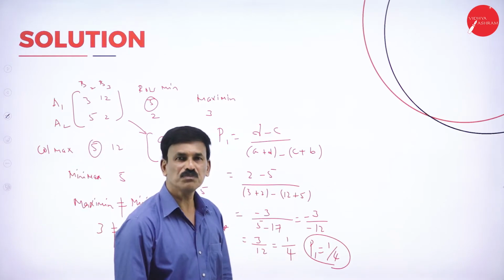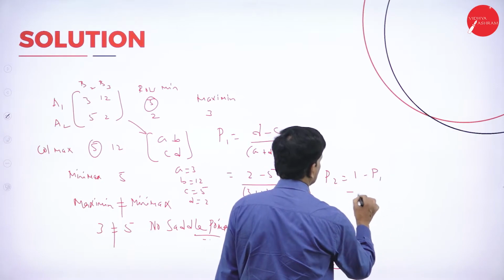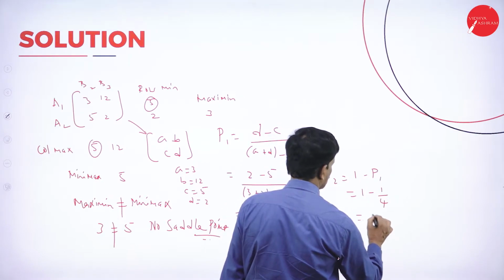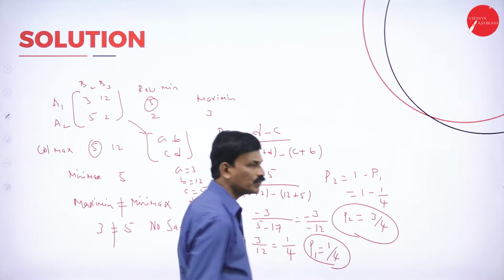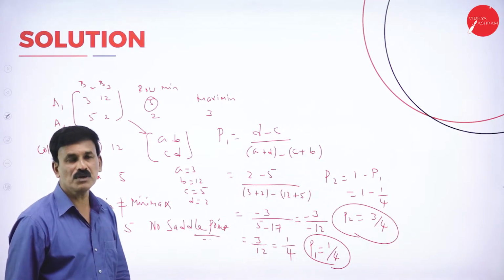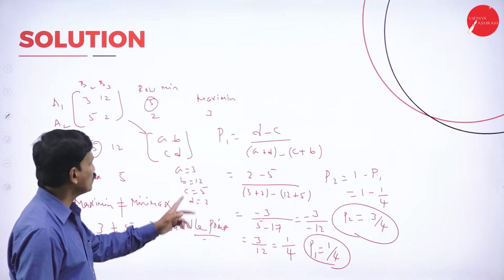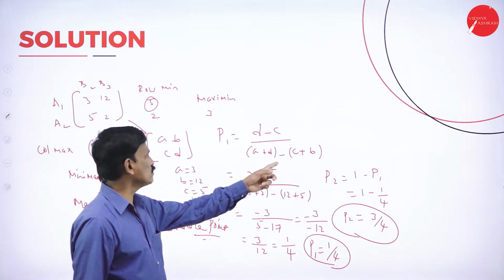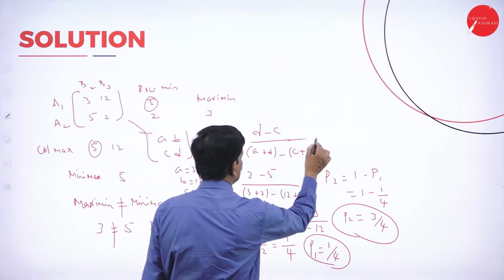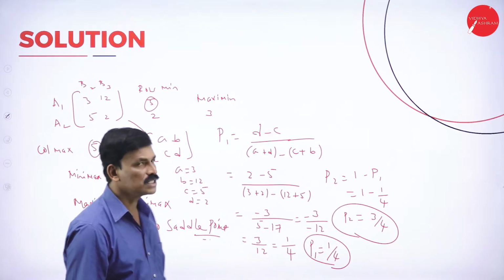Okay. Now find out P2. P2 is equal to 1 minus P1, that is 1 minus 1 by 4, that's equal to 3 by 4. So P2 is equal to 3 by 4. After finding the saddle point, if the saddle point does not exist, then we will go for the mixed strategy method. Find out the value of P1 and P2. P1 is equal to D minus C by A plus D minus C plus B, that is equal to 1 by 4. And P2 is equal to 1 minus 1 by 4 is 3 by 4.